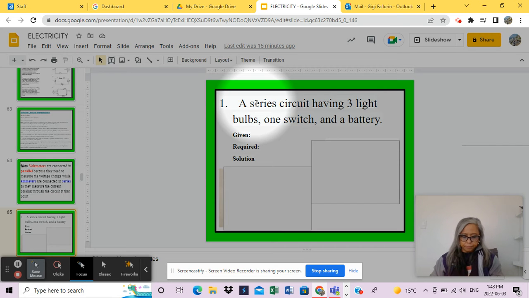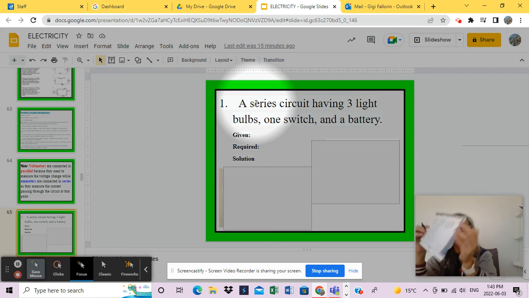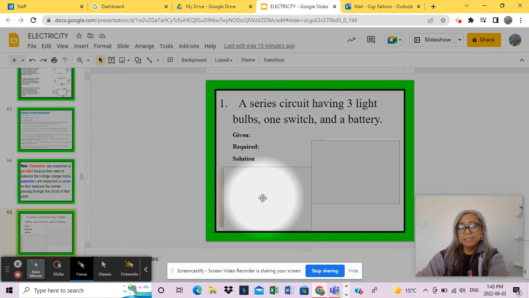What else? One switch. And it's nice to represent the switch only as this one, an open switch like this. And what else? And a battery. So I want you to just represent it this way, with lines. So do it that way under given. And then required would be to draw the circuit diagram. So how would you do it? Try it. You can pause at this time, but let me just proceed.